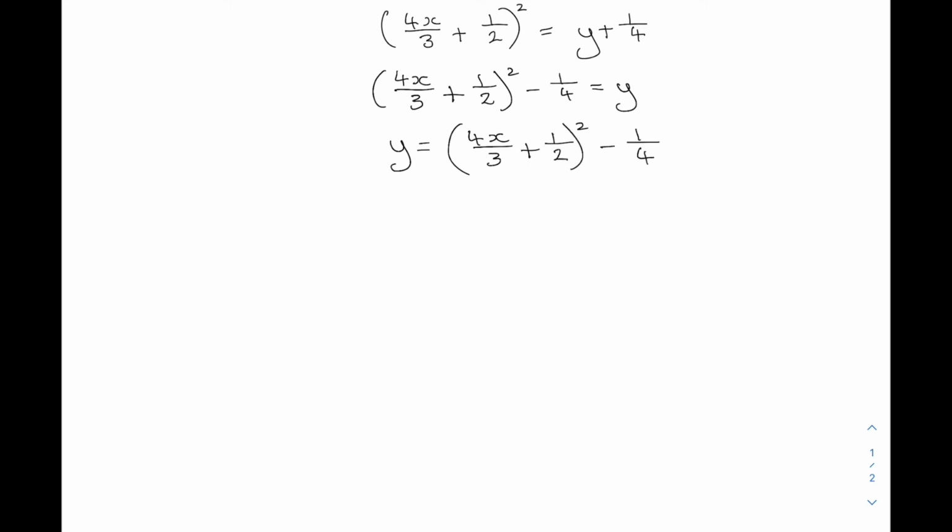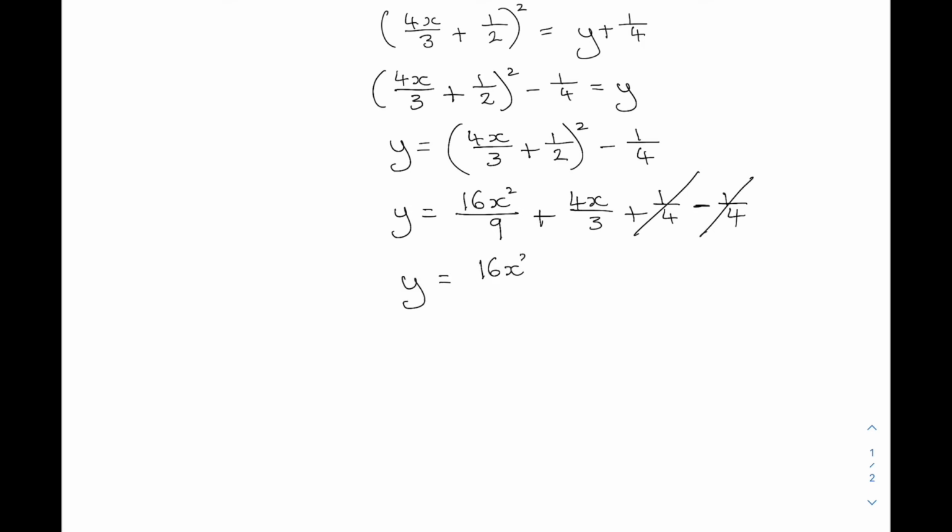To see that this is the same result as we got in question 1, expand the brackets. We get 16x squared over 9 plus 4x over 3 plus a quarter, and we have the minus a quarter on the end. And these cancel. And here we have the same result as we got with our substitution in question 1.